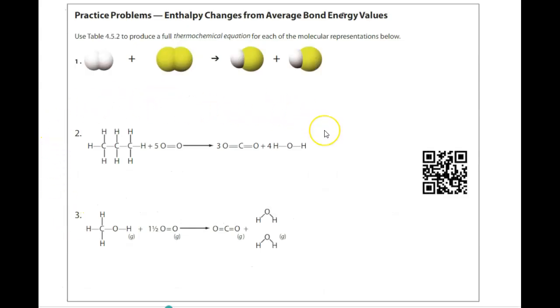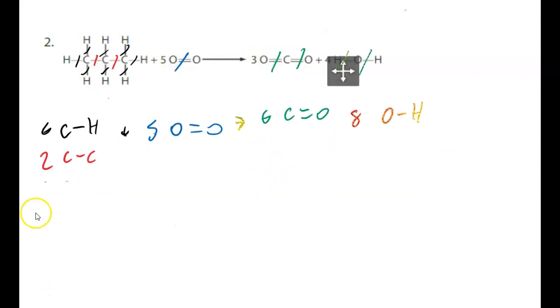So I encourage you to try practice problem 2 on page 218 of the ebook or 210 of the textbook. Pause the video. When you're done, come back and see how your solution compares to mine. Again, practice problem 2 on 218 of the ebook. I recommend you try on your own. And you'll need your bond energy or bond enthalpy table available to you as well.